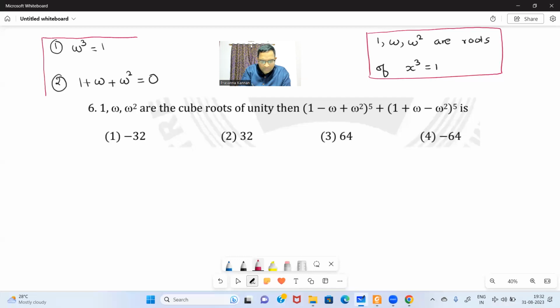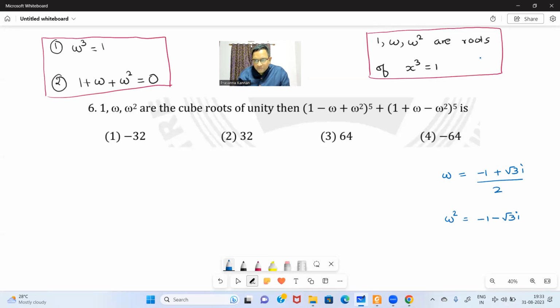And in the class, I had also proved each one of these. Omega is the root, minus 1 plus root 3i by 2. Omega square is the root, minus 1 minus root 3i by 2. These were the discussions on cube roots of unity. Is it clear, students? Are you able to recall all these?